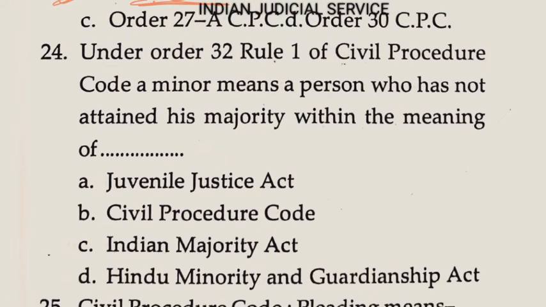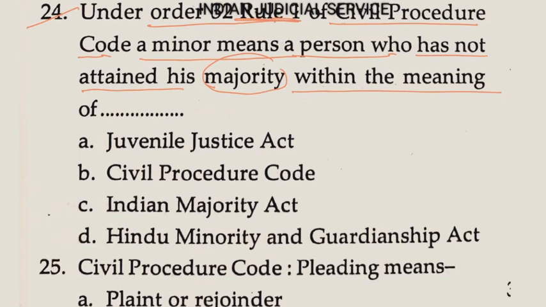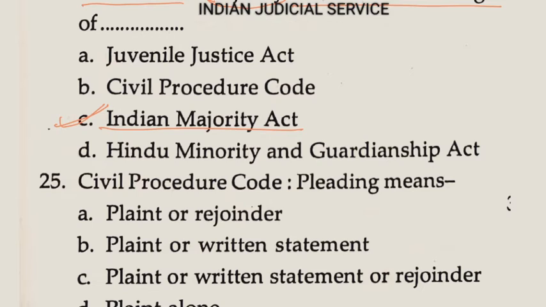Now question number 24, under Order 32 Rule 1 of the CPC, a minor means a person who has not attained his age of majority within the meaning of the Indian Majority Act. So the answer is here option C. Now question number 25, Civil Procedure Code. Pleading means, this is a very important question here, pleading means plaint or WS, written statement. So the answer is here option B.